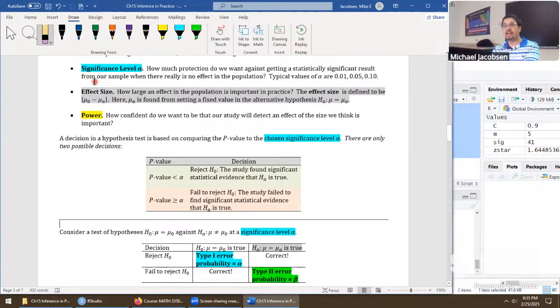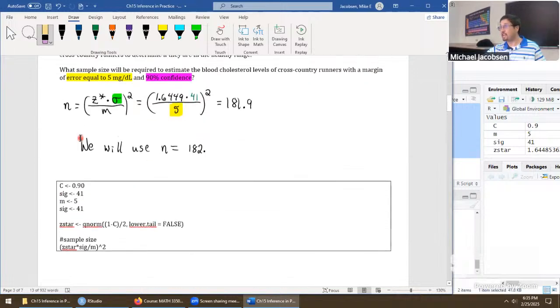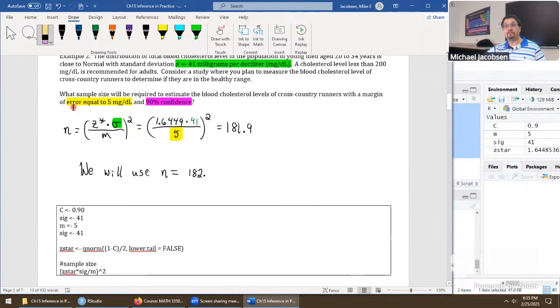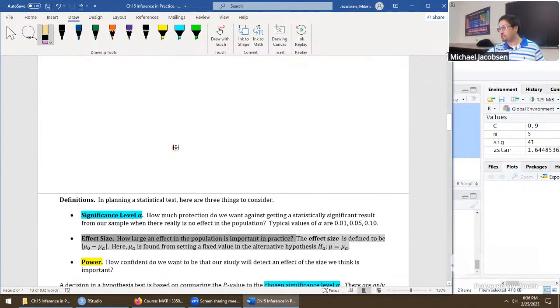So what we do is we decide how large of an effect in the population is important in practice. Hold this thought already right here. We've kind of considered effect size when we go up here and say, we want to be informed by the sample size required for this margin of error. It would mean the experts would say, anything less than 5 milligrams per deciliter is so small to be of no practical importance whatsoever. That's the effect size most important to them. So that's kind of what we were doing with confidence intervals.